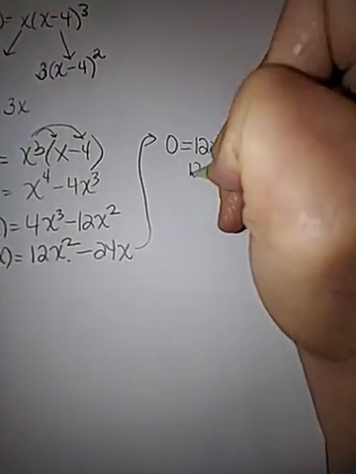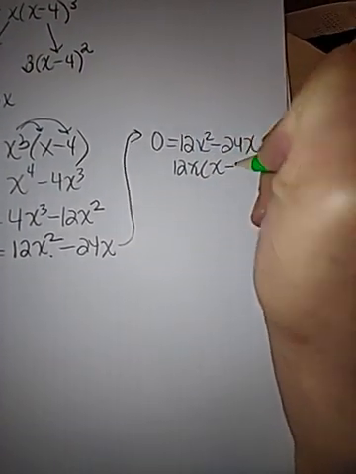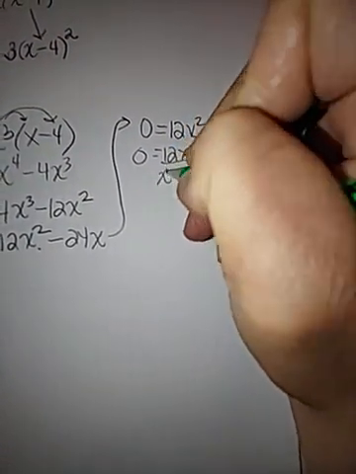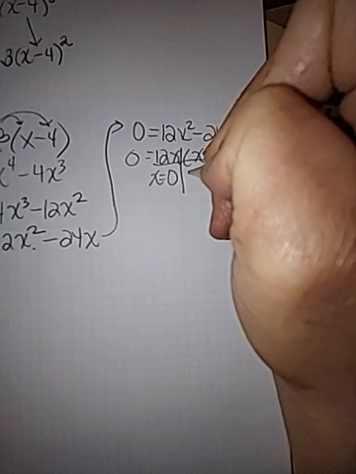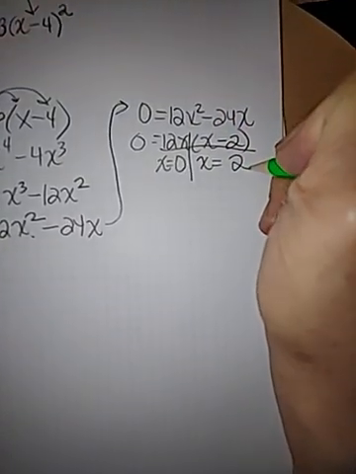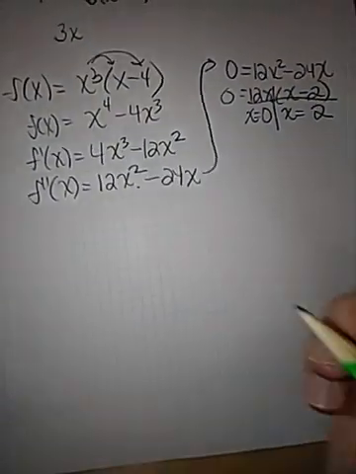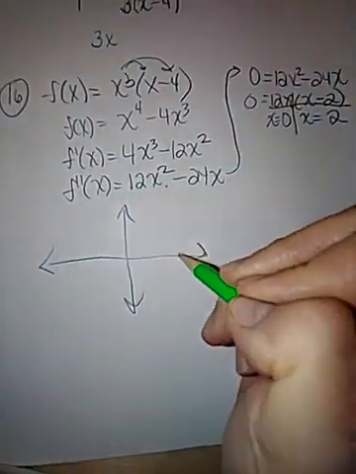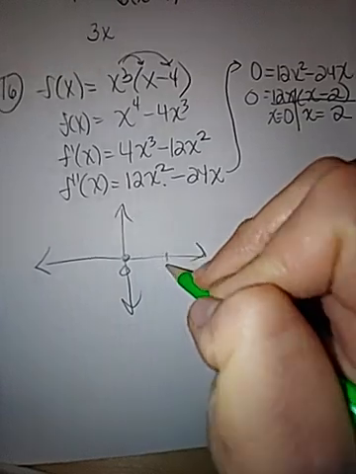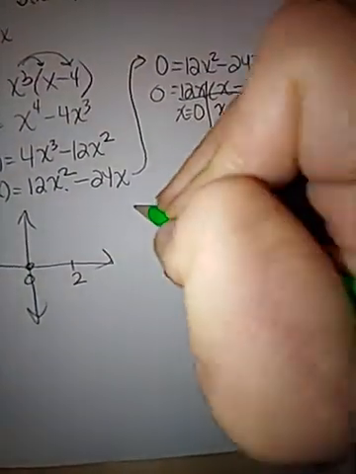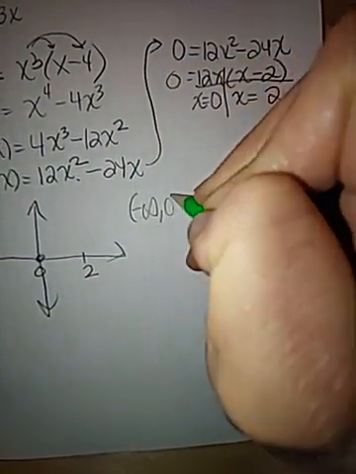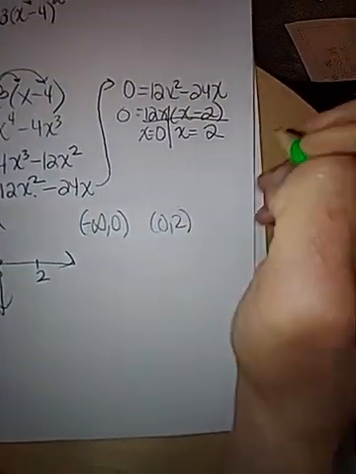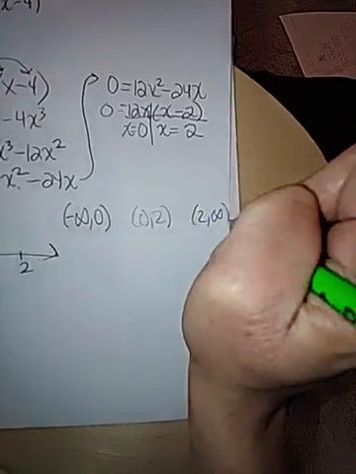Okay, I have a 12x in common. I'm going to take it out. I get x minus 2. So I have two possible points of inflection at 0 and 2. All right, so now I'm going to set up my intervals, 0 and 2. And I'm going to test from negative infinity to 0 in the second derivative, from 0 to 2 in the second derivative, and from 2 to infinity in the second derivative.